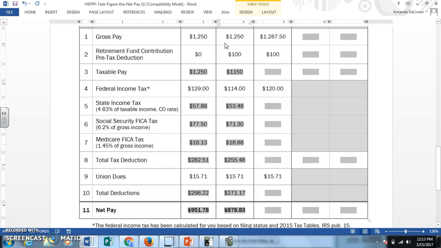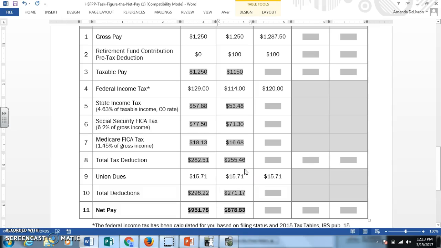If you take $100 out for a pre-tax deduction, that means that you have $1,150 that you have as taxable pay. Your federal income tax was reduced to $114. State income was $53.48. Social Security $71.30. Medicare $16.68. That means a total tax deduction of $255.46. So that's about $30 less that you were paying if you take out the $100 on top.